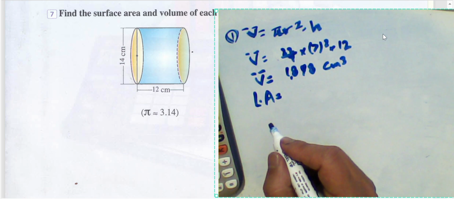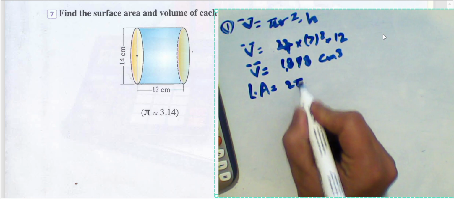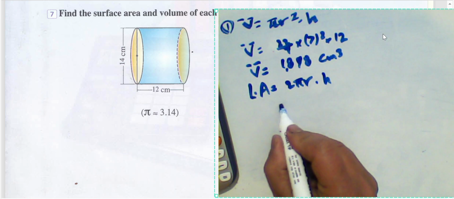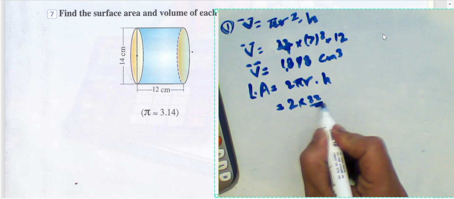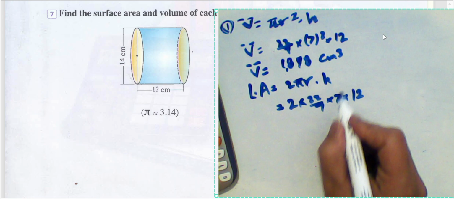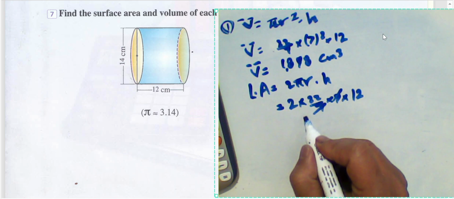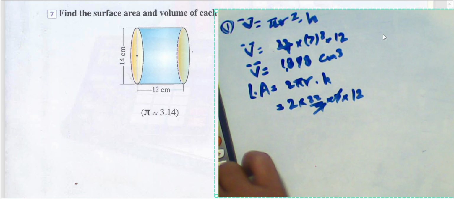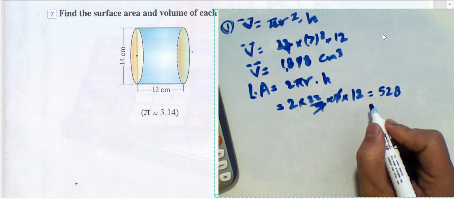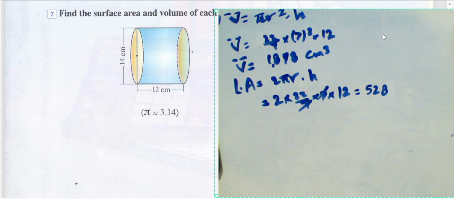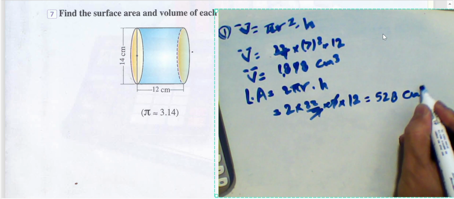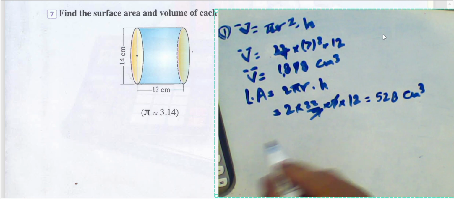And the lateral area we can write 2 pi r, circumference of the base, times height. 2 times 22 over 7 times 7 times the height, which was 12. 7 divided by 7 equals 1. 22 times 2 is 44, times 12, it will be 528. The lateral area is 528 square centimeter.